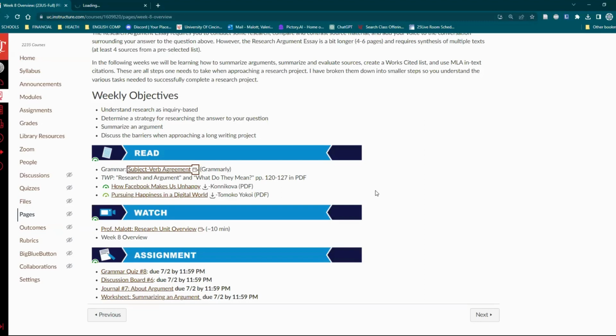the other readings that you have are from the Writers Project, Research and Argument, and What Do They Mean? That you can find on pages 120 to 127 in the PDF. Then I have 2 files. Now, these 2 files, I want you to read and kind of wrap your mind around what these people are arguing. The first one is by Maria Konnikova, How Facebook Makes Us Unhappy. And the second one is an article by Tomoko Yokoi, Pursuing Happiness in a Digital World.